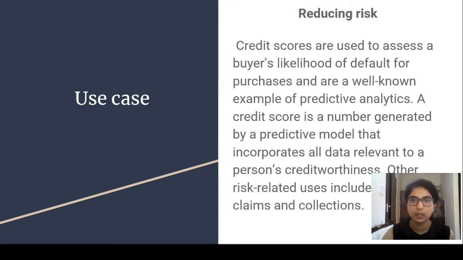Reducing risk. Credit scores are used to assess a buyer's likelihood of default for purchases and are a well-known example of predictive analytics. A credit score is a number generated by a predictive model that incorporates all data relevant to a person's creditworthiness. That is, if a person has paid off his debts and loans on time, then he can be termed as a decent customer and can be given loans in the future. Other risk-related uses include insurance claims and collections.